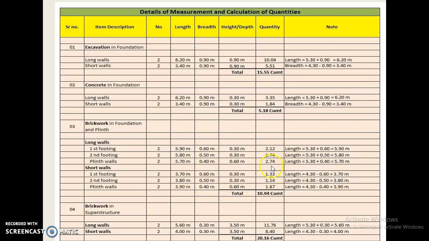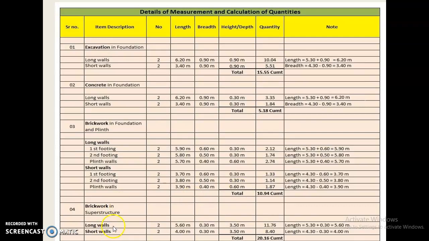Once you calculate all the quantities like first footing, second footing and the plinth of the long wall as well as the short wall, then you total both the long wall as well as the short wall, and you will get the total quantity of brickwork in foundation as well as plinth, that is 10.94 cubic meter for the given plan. One more quantity of item of work is remaining that we need to determine, that is brickwork in superstructure.